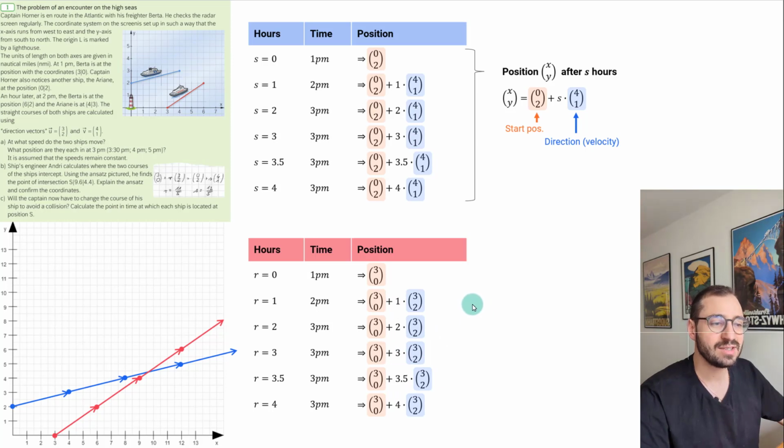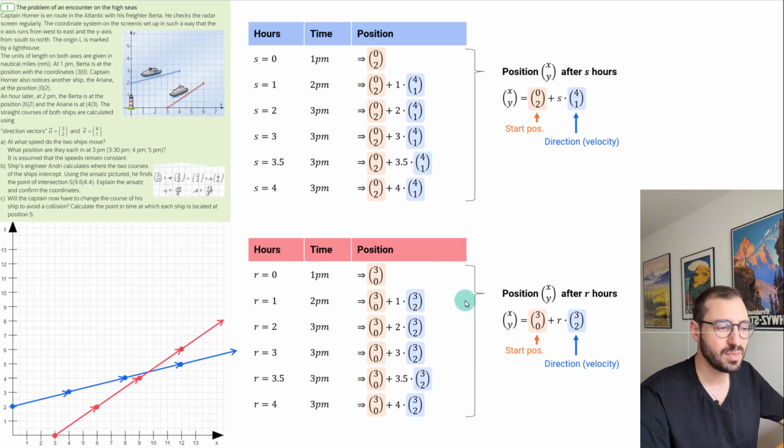Now, again, we can summarize this into a general equation that tells us the position of the ship. And the general equation is the xy coordinate equals the vector 3, 0, which is the starting position, plus r times the vector 3, 2, which is the direction, or the distance that we cover in 1 hour. And r is just the number of hours that we have, right?